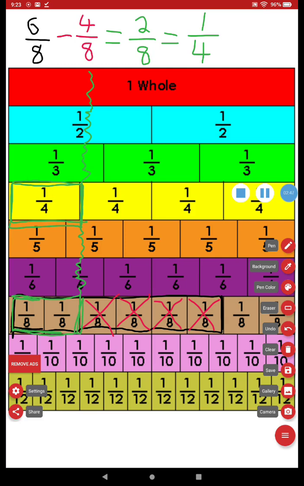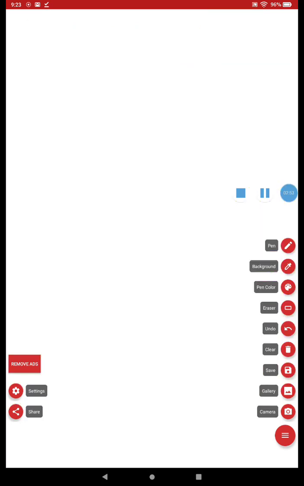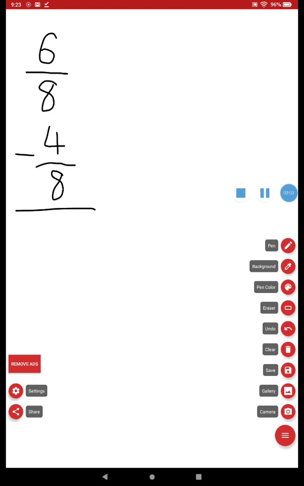Now let's prove that same thing using just the numbers. All right, so I'm going to write 6/8 subtract 4/8. Remember, because I am subtracting, I'm talking about 8 as a part of the whole. I don't change it. It stays at 8, not a 0. Now I subtract the numerators. 6 subtract 4, you get 2. 2/8. But that's not in simplest form.